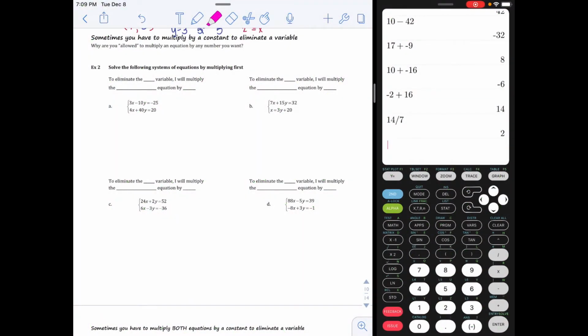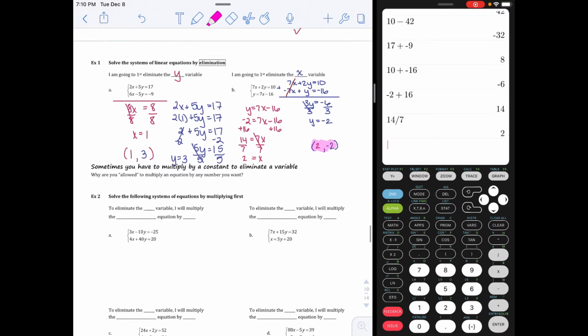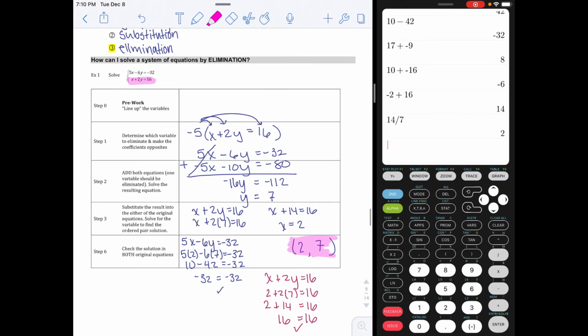Hey guys, alright, so this is part 2, and it says sometimes you have to multiply by a constant to eliminate a variable. Why are you allowed to multiply an equation by any number you want? So you know how we were multiplying everything in the first problem by -5, like in step 1? You're able to do that as long as you multiply every single part by that constant. You're still keeping that equation the same thing.